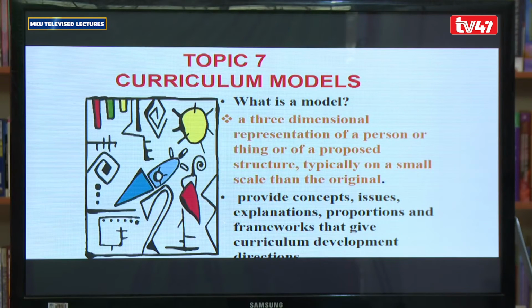What is a model? A model is a three-dimensional representation of a person or a thing or a proposed structure, typically on a smaller scale than the original. It provides the concepts, the issues, the explanations, the proportions, and the framework that give curriculum development direction.